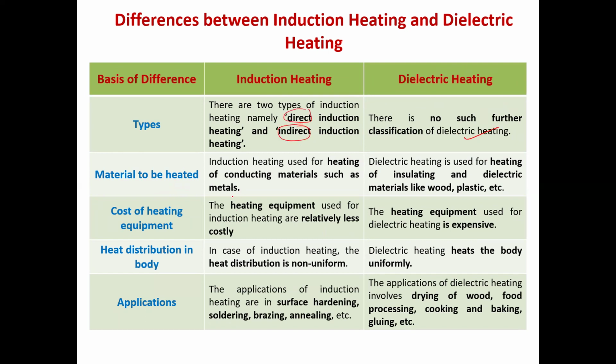Materials to be used here as any metals there, whereas this one we can use it wood, plastic. Why means dielectric medium is the wood or plastic. Cost of heating element is relatively less, whereas this one is somewhat expensive there, dielectric. Heat distribution of the body is non-uniform, whereas this one, it can create some uniform distribution. Applications point of view, we can use it surface hardening, soldering, brazing, annealing here, whereas this one, drying of wood, food processing, cooking, baking, and gums or gluing, etc. Like this, we can use it. Remember, this one is for inductance, and this one is for capacitance.